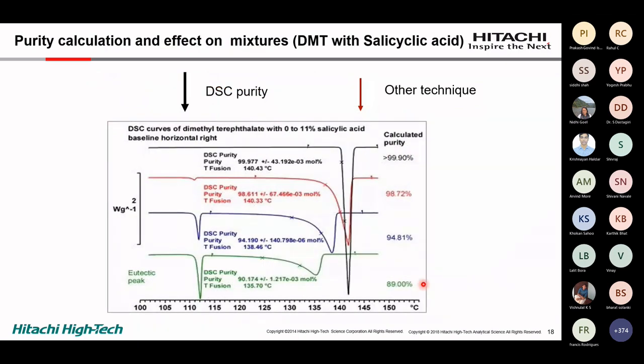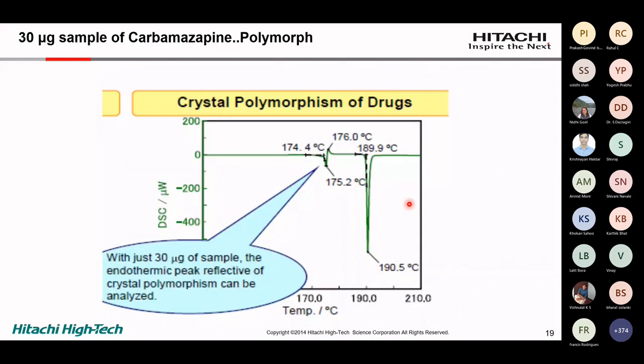Another example is shown here with the DMT salicylic acid. On the left-hand side, you can see the purity determined by DSC, and on the right-hand side, the purity calculated by some conventional technique. In the top two graphs, you can see very close agreement between the purity determined by DSC and the calculated purity. When you go downward, there is some variation in the result, but as long as your compound holds more than 98% purity, the method holds good.